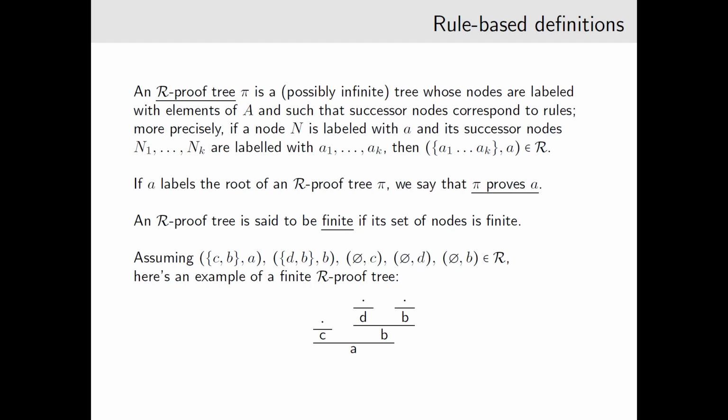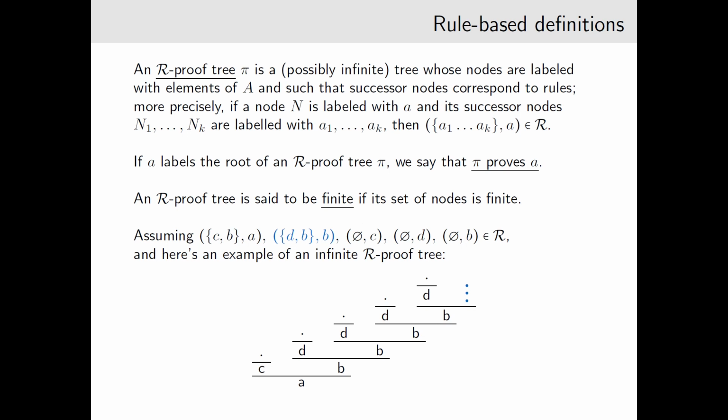Sorry, what did I do? That was a finite proof tree. Okay, my mind seems to start failing as well. And this is an infinite proof tree. Sorry for the confusion. So this is an infinite proof tree. In this case, you apply the rule shown in blue. You apply it an infinite number of times backwards.